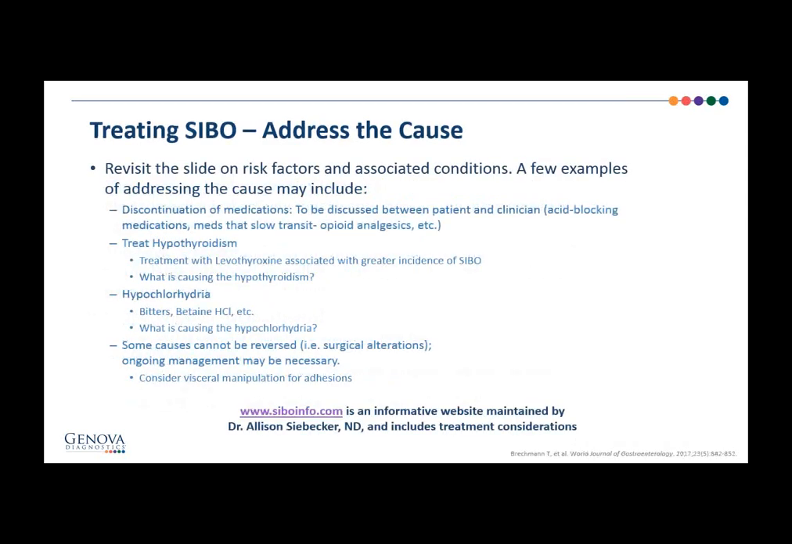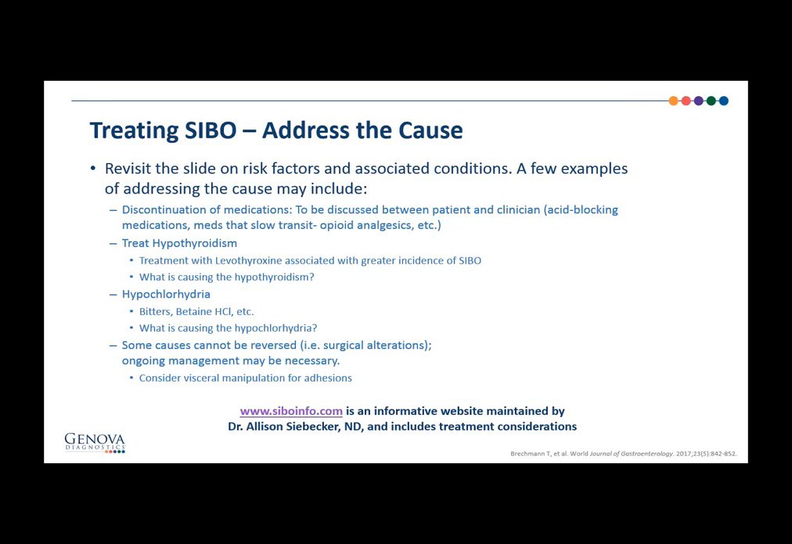And then as part of addressing the cause, you might consider revisiting that earlier slide on risk factors and associated conditions and addressing those things. A few examples of addressing the cause might include discontinuation of medications. Now, this is something that you weigh with each patient, and it's a discussion between the clinician and the patient whether that's an appropriate step to take or not. So, discontinuing acid blocking medications, usually people are doing a taper with that, or medications that slow transit like opioid analgesics. How else would you address their pain if you took them off of this medication?